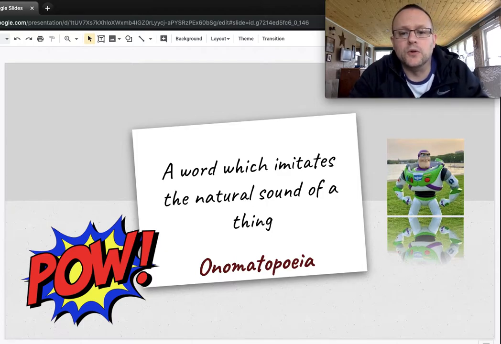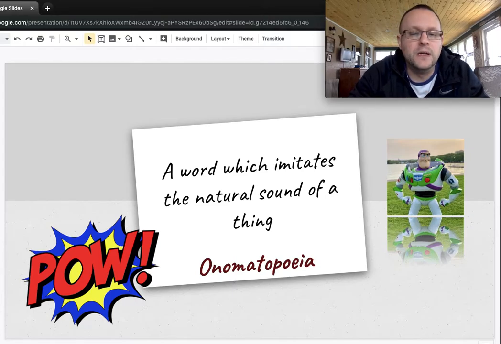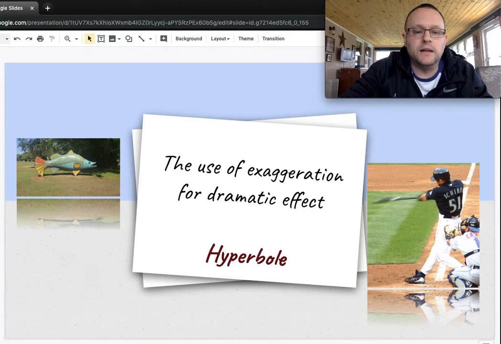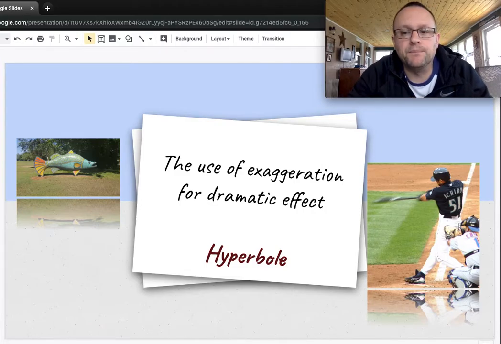Onomatopoeia: a word which imitates the natural sound of the thing that it's trying to be. So, comic books, you think of pow, zap, things like that. And I have a picture of Buzz Lightyear here, with Buzz certainly being an example of onomatopoeia. So the spelling of the word, the pronunciation of the word imitates the natural sound that it is trying to replicate.